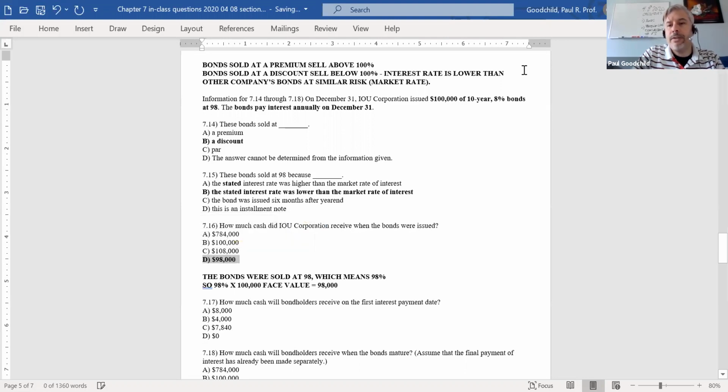All right, I've got a question. Somebody asked, what is the difference between stated interest rate and market rate? The stated rate is what's on the face of the bond, whereas the market rate is determined by investors. So let's think about what's going on in the world now. What have we seen the stock market do?